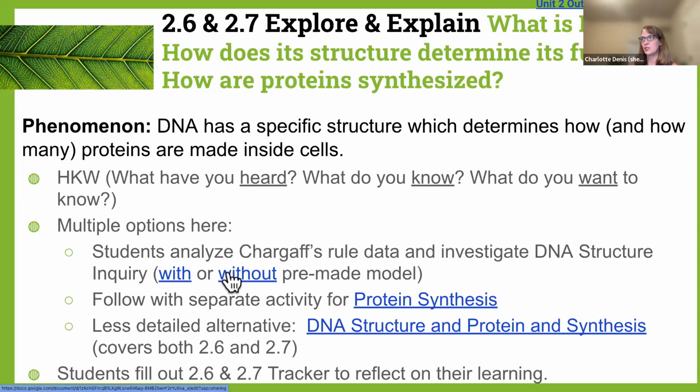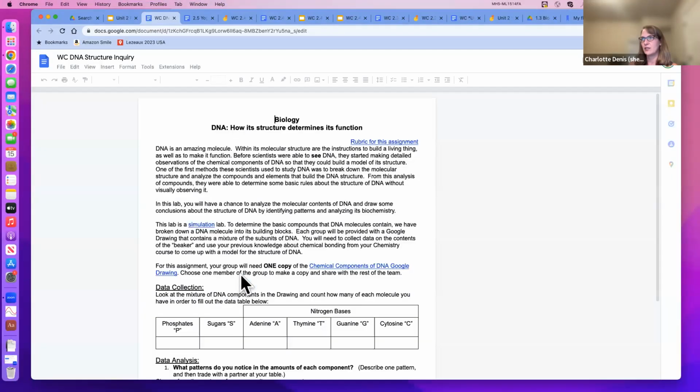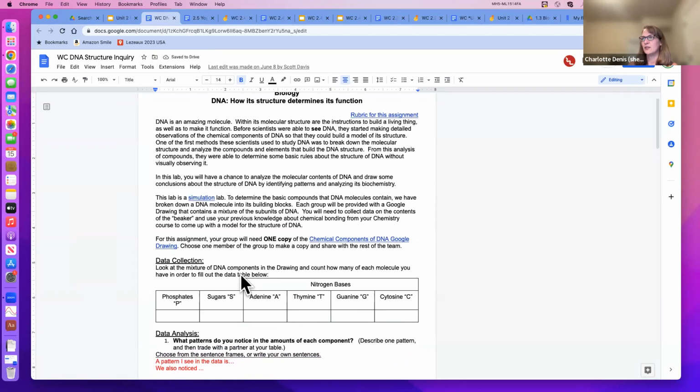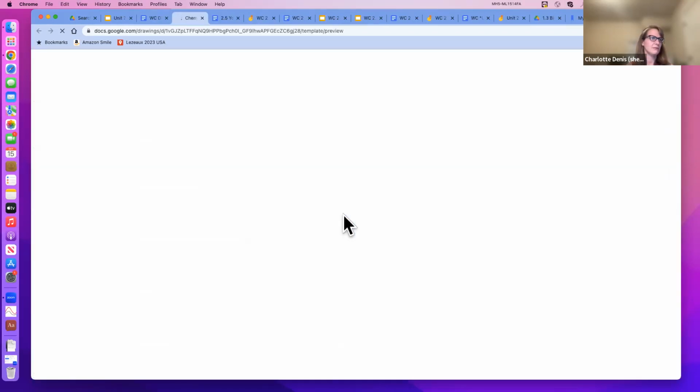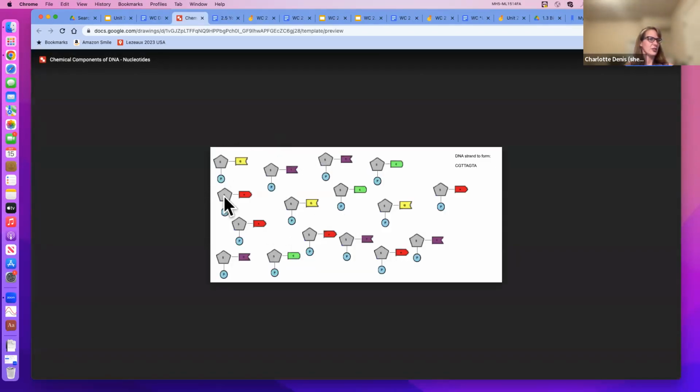I really do like to use the models. So students are in this one. This still tries to use a similar type of strategies that we have in other inquiry tasks. But they're looking at the mixture of components in the drawing. So I'll show you what the drawing looks like. So you can see that we have nucleotides here, and then each nucleotide has parts. And so they count how many P's, how many phosphates are there, how many S's, how many sugars are there, how many of these other little colored things. Those, of course, are the bases. How many of those are there?